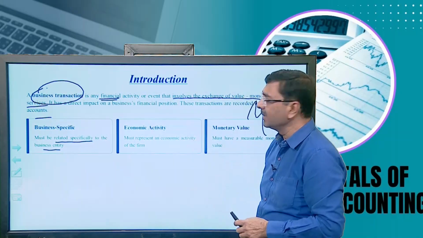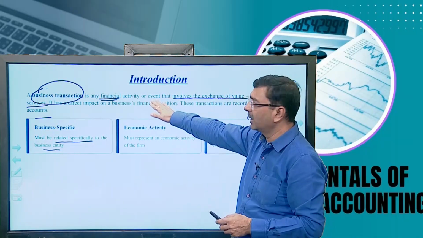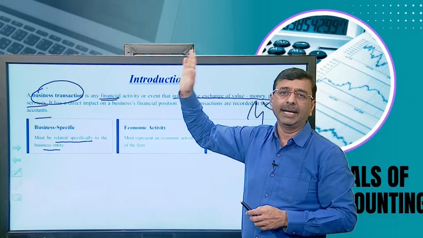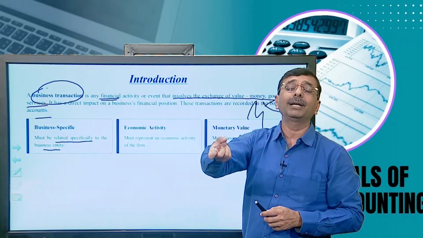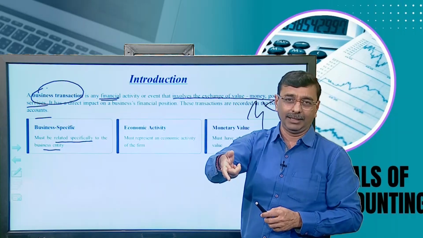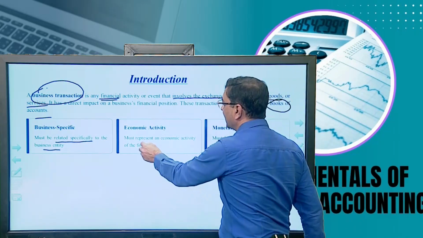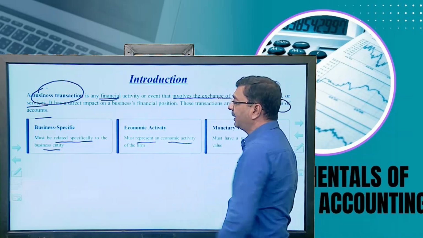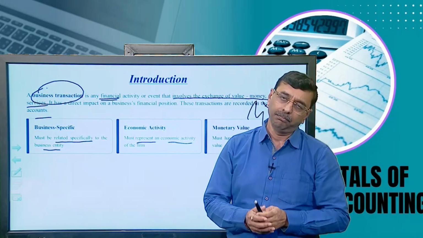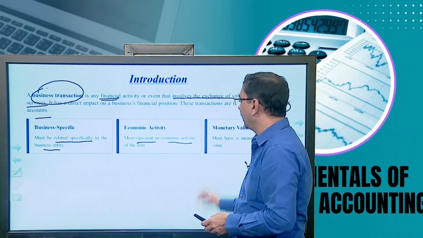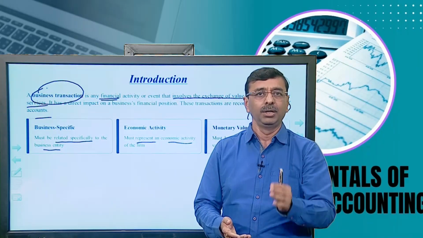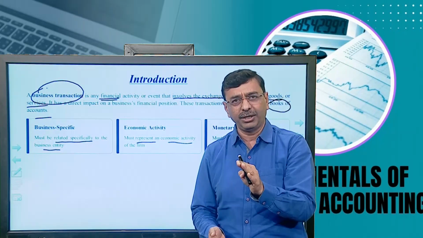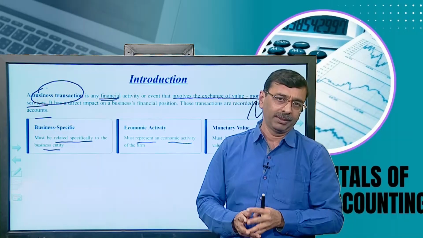Moving to the next, economic activity. As you understand from this definition, any business transaction has to be converted into a monetary value, or it is considered an economic kind of activity. So if it represents an economic activity, then it's considered a business transaction. And then the monetary value: it has to be converted into a monetary value. So if the transaction has a monetary value, it's considered an economic transaction.